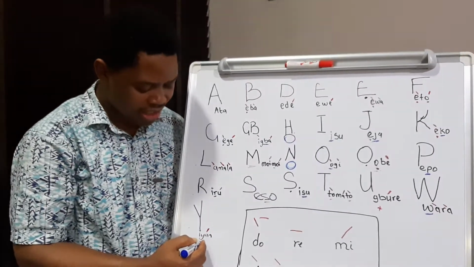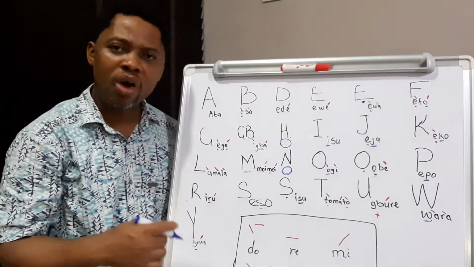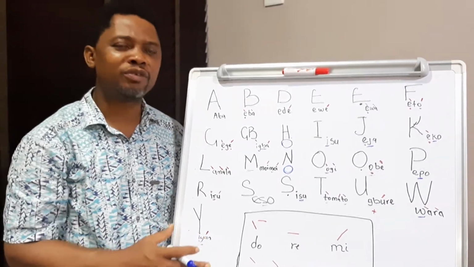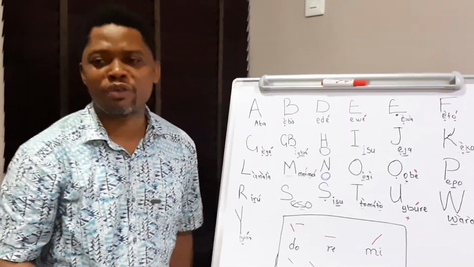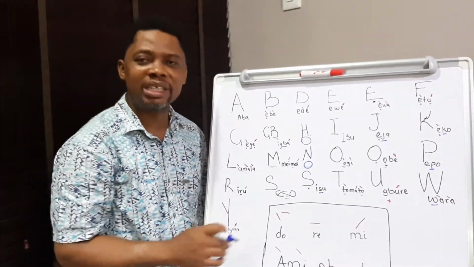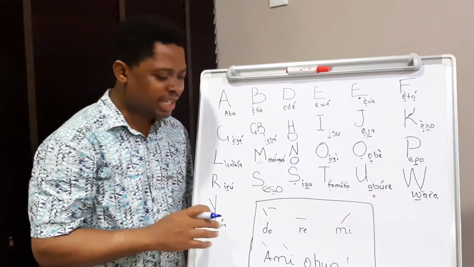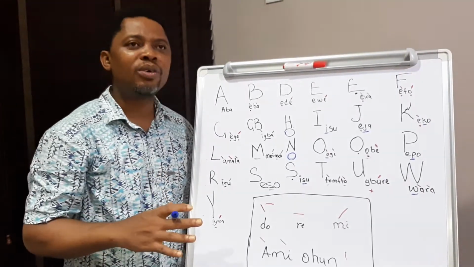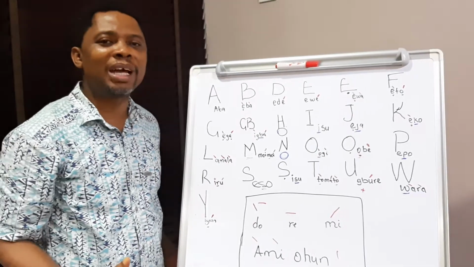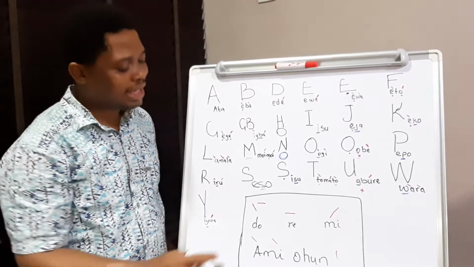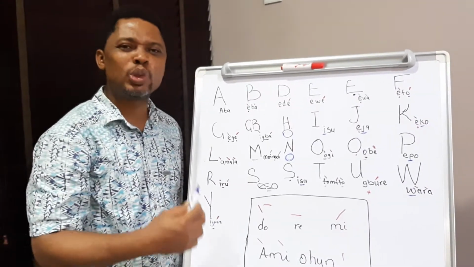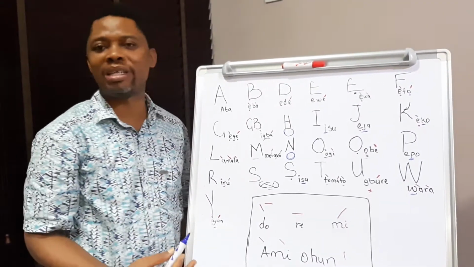Our example here, Inyo. Inyo is pounded yam. For people from Ekiti State, this is a special delicacy. Now, in reading any Yoruba word, even when you don't know the meaning, as long as there are these signs on your word, you will be able to read fluently.